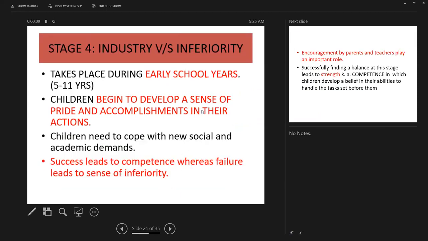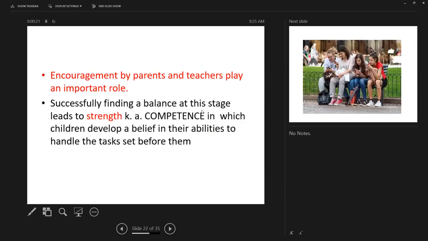So industry versus inferiority. At this stage, children need to cope with new social and academic demands as well. So success will lead to competence, whereas failure will lead to a sense of inferiority. As I told, encouragement by the parents and teachers plays a very important role. So successfully finding a balance at this stage will lead to strength, that is known as competence, in which the children develop a belief in their abilities to handle the tasks set before them.